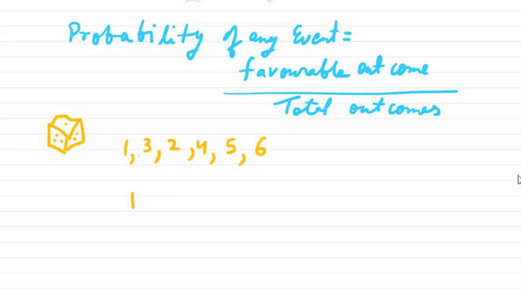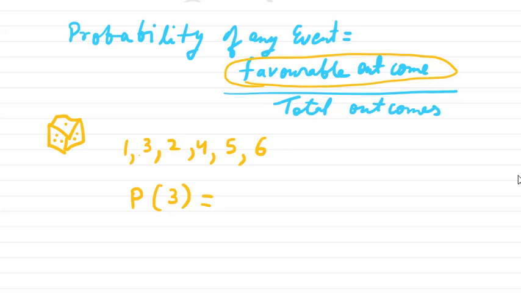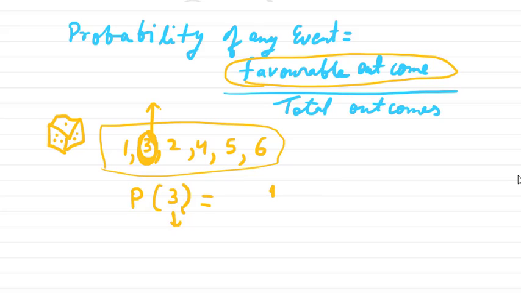If the question is what is the probability of getting only 3, so in that case, as I told, the formula is favorable outcome. So how many favorable outcomes are there which give you 3? How many outcomes are there in the total outcomes which is giving you 3? So there is only one outcome. So this is called the favorable outcome. Like I want 3, and the events having 3 will be the favorable outcome. So I can get only 1.